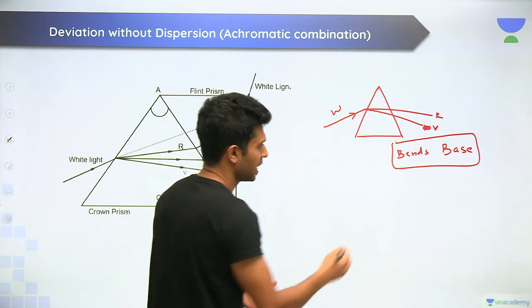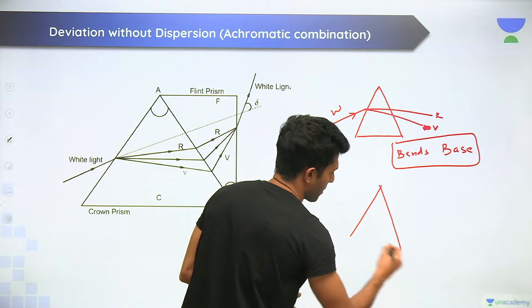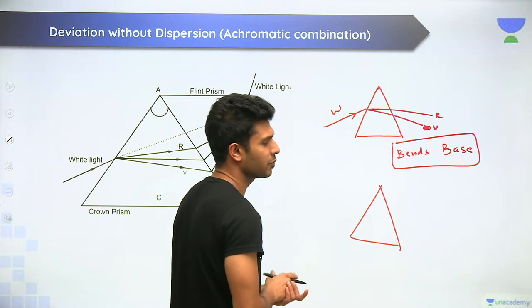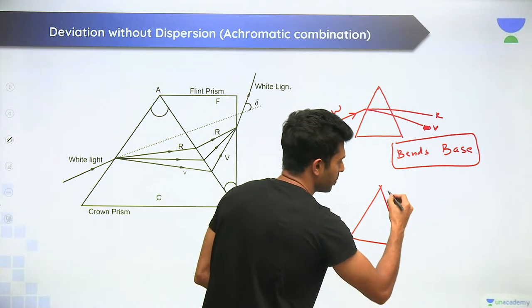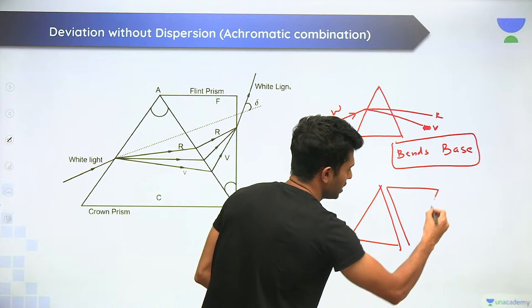Yes. Now, I'm having one of the prism and I'm keeping another prism in the opposite direction.